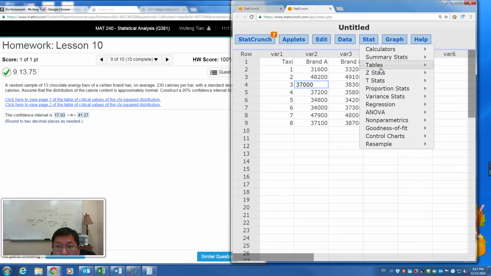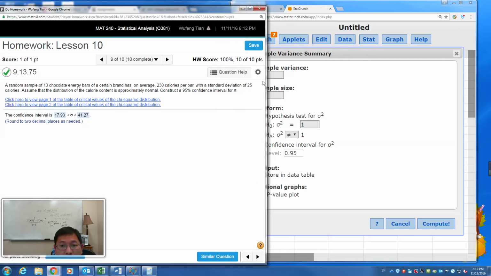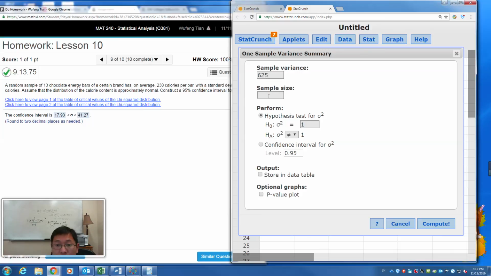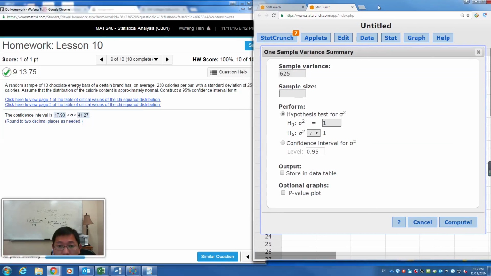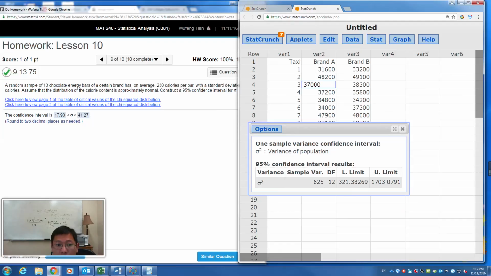Okay, so this one, you have sigma, we need to find out the variance. One sample with summary. Okay, so what do we need, sample variance? It only gives you standard deviation of 25. So the variance you have to put 625. 25 square is the variance, and sample size is 13. And also confidence interval 95, and you do compute, and you have lower limit.